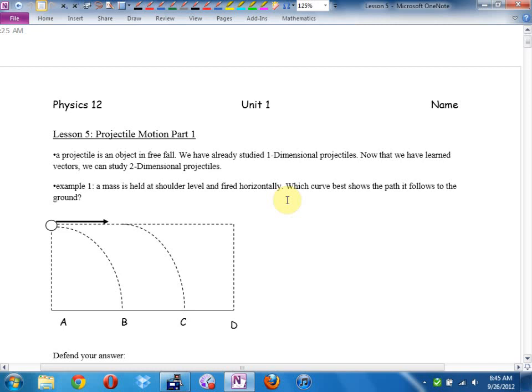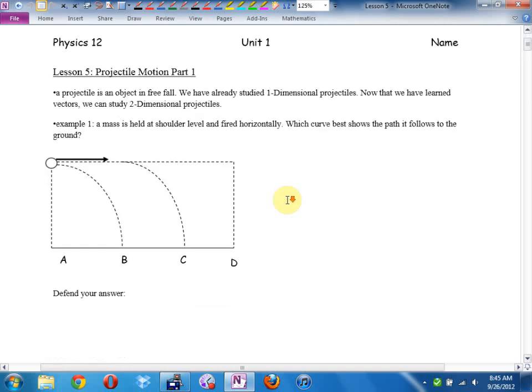Welcome to Physics 12. A projectile is an object in free fall. Now, for the purposes of Physics 12, we're going to ignore air resistance. We've already studied one-dimensional projectiles. You do that in Physics 11 all the time. You drop stuff. Now that we've learned vectors, we can study two-dimensional projectiles.